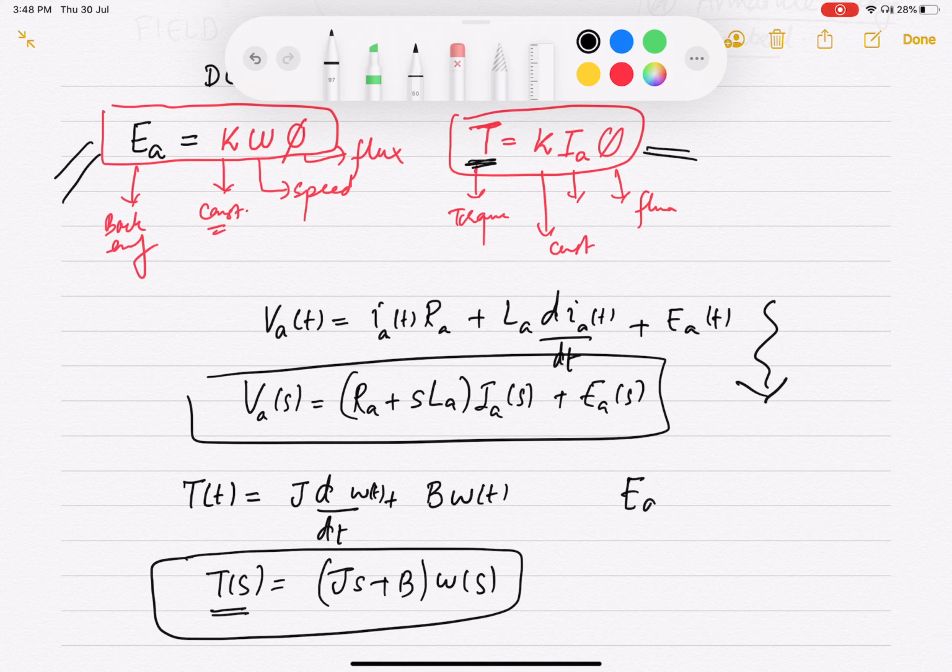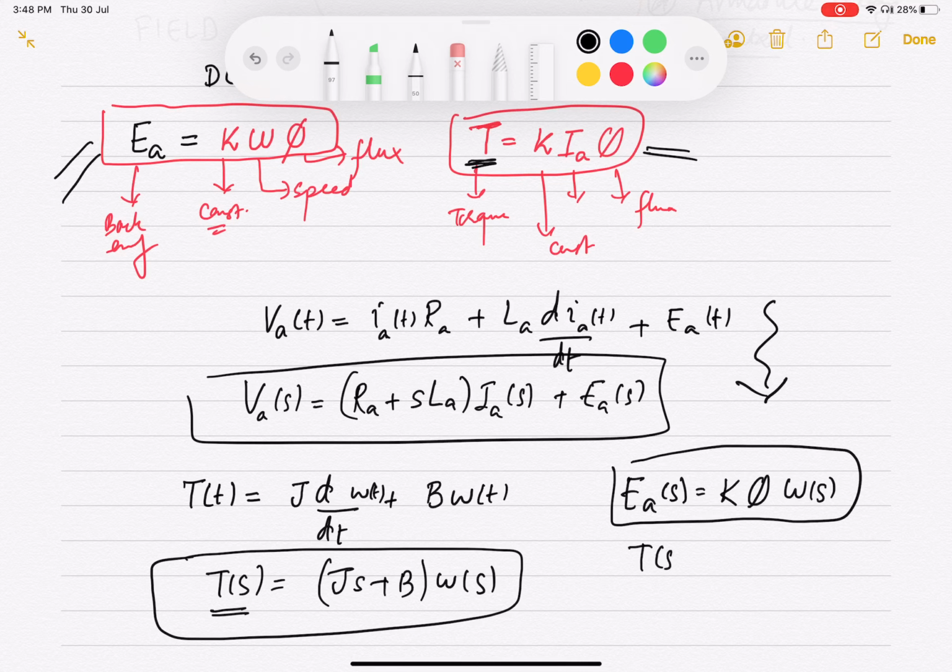So the other equations that we have already seen: Ea(s) is equal to K phi omega(s). And the other equation that we saw again was T(s) is equal to K phi Ia(s).